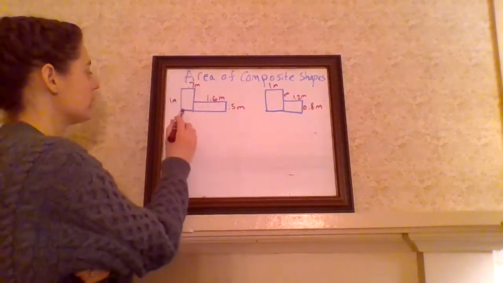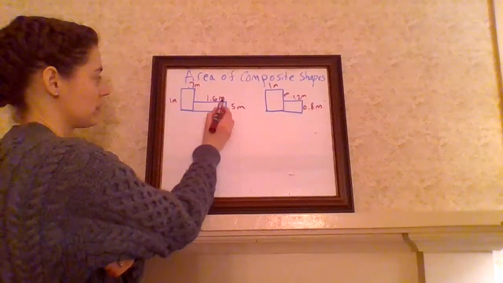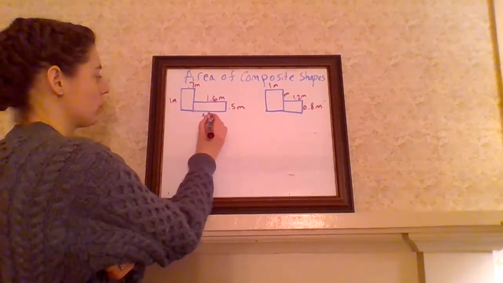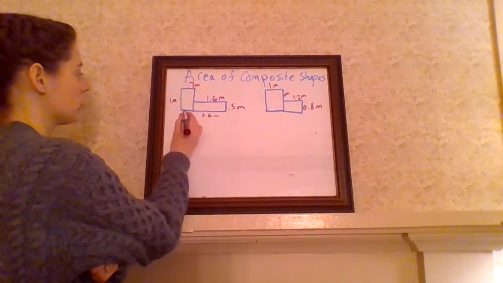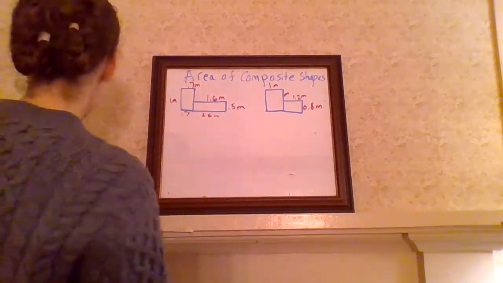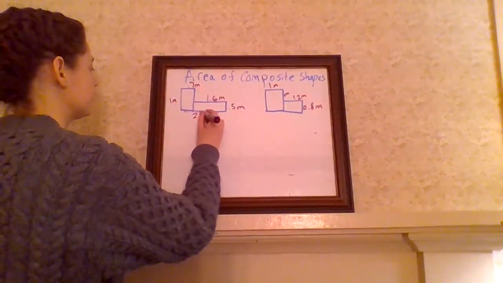So let's think. We know what this is. This part of it should be the same size as that, right? So that would be 1.6 here. And this part would be the same as that, which is 0.7. So the whole thing will be 2.3 meters.